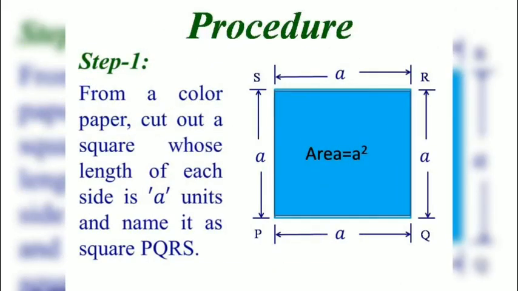Then procedure. Step 1. From a color paper, cut out a square whose length of each side is a unit and name it as square PQRS. So this square has area a square.